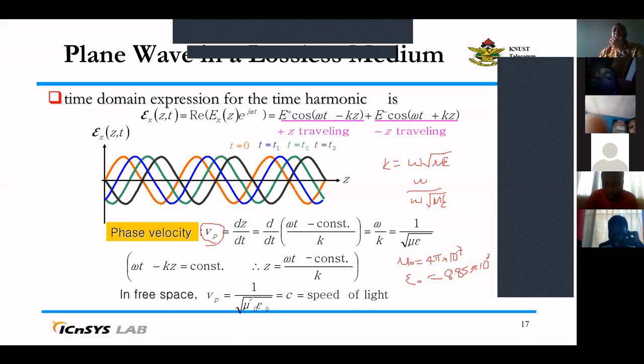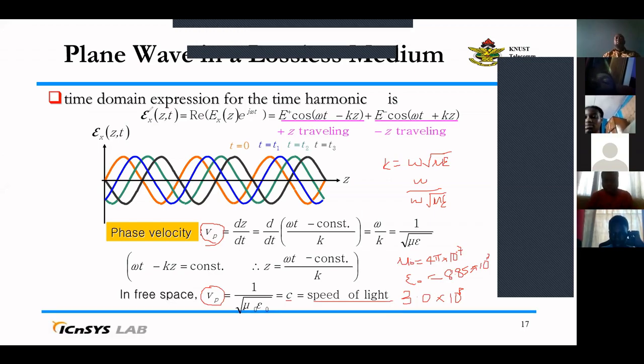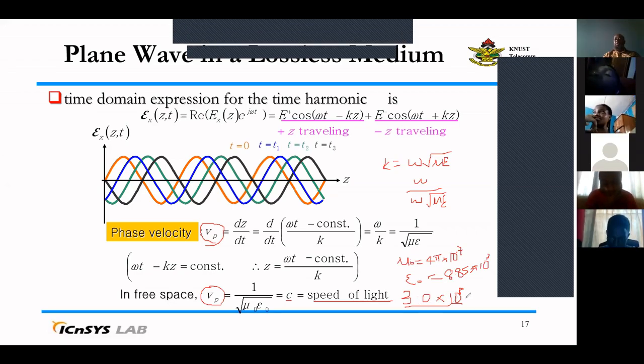12 times 10 to the power 12. So if you put this in here, this Vp will evaluate to almost 3.0 times 10 to the power 8, which is the same thing as c, the speed of light. So by this, we're able to tell that an electromagnetic wave is able to propagate and travel with the speed of light, which is 3 times 10 to the power 8.